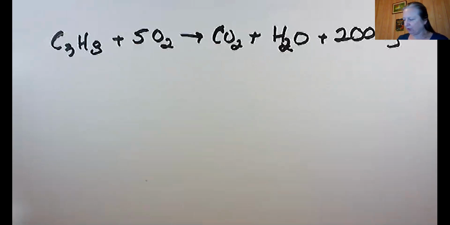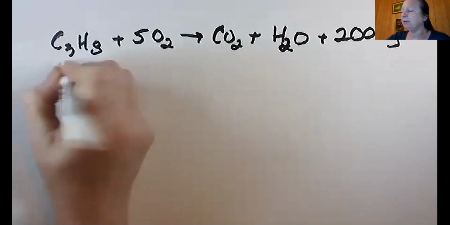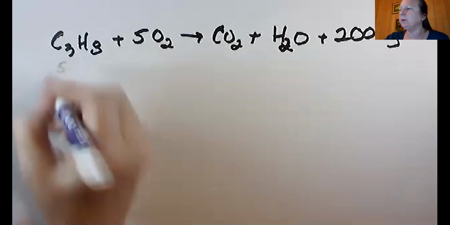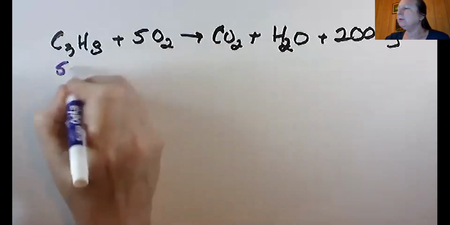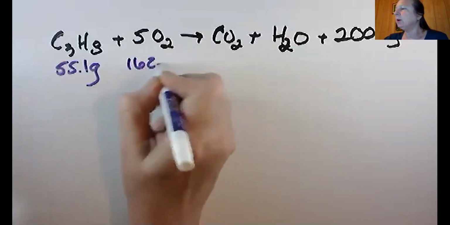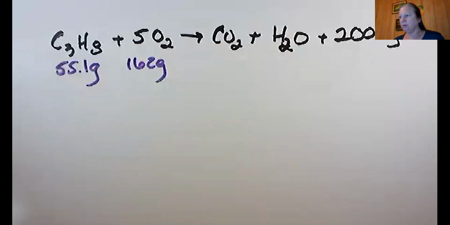All right, so you start with 55.1 grams of propane and 162 grams of oxygen. So what's the first thing you do? This should be automatic at this point. If you have grams, we cannot work in grams. Stoichiometry and grams don't mix, like oil and water. Convert to moles.